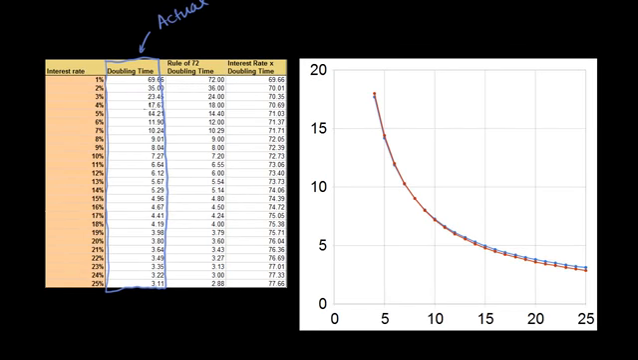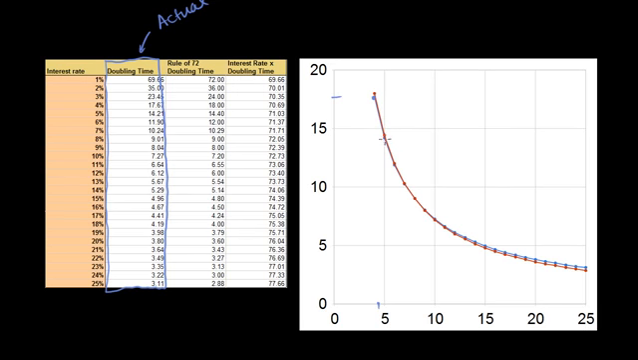So I didn't plot all of them. If you started, I think I started at maybe 4%. So if you look at 4%, it takes you 17.6 years to double your money. So that's that dot right there on the blue. At 5%, it takes you 14 years to double your money.